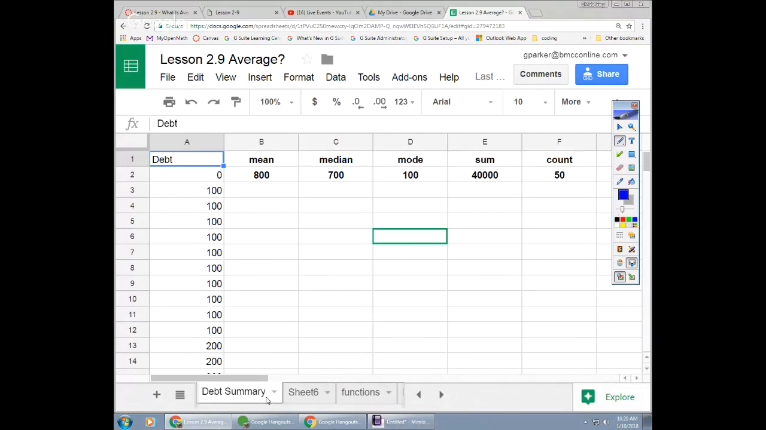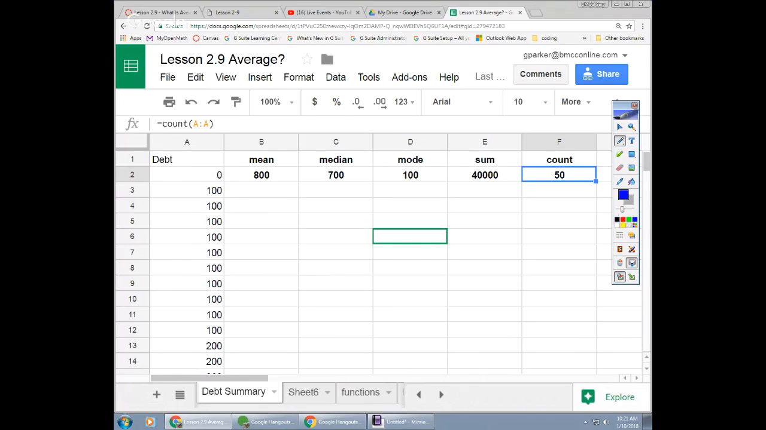Okay, so I made up a whole bunch of student debt. I have a column for debt, and I told Excel to calculate the mean for me, the median, the mode, the sum, right, add them all up, and to count how many students I have. So I have 50 students. Those 50 students have an average debt of 800. What's 50 times 800? 40,000, right? That's my sum here. So there's that relationship. Mean is sum divided by count. The average is the sum divided by count.